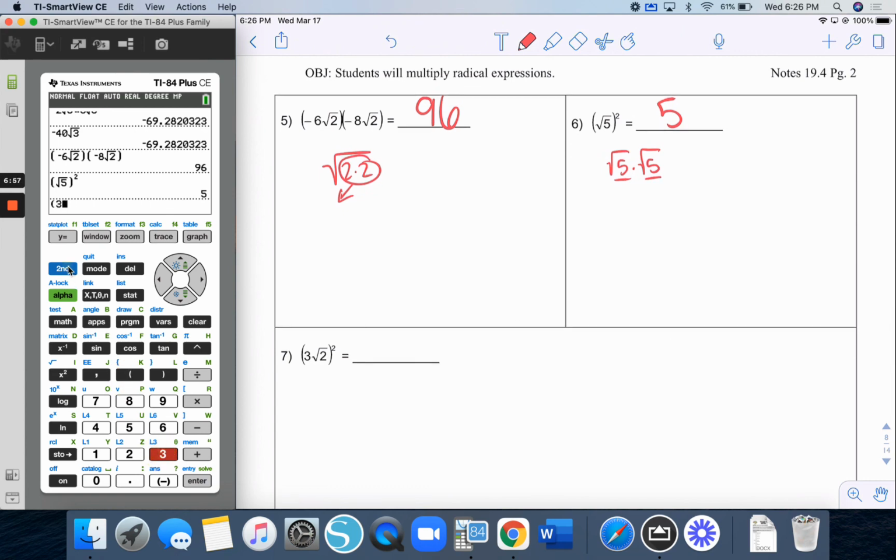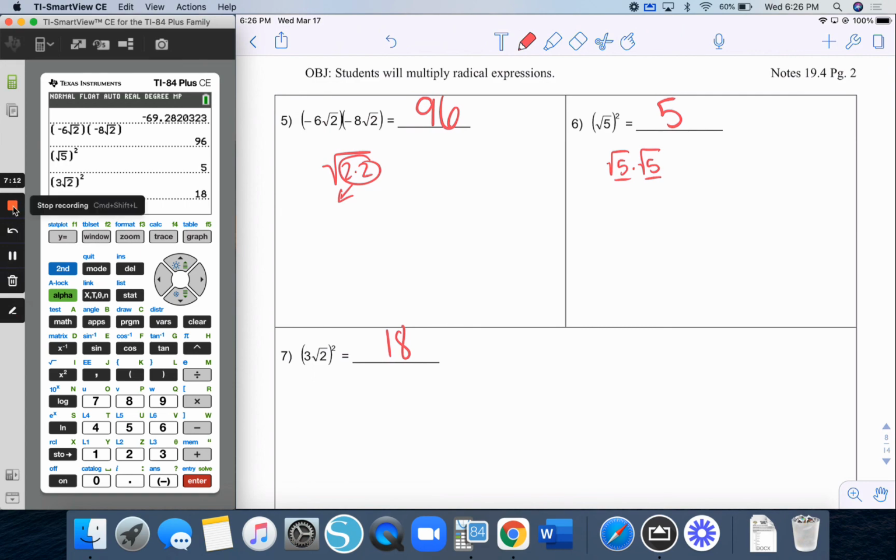So number 7 is going to work out the same way, so these notes are actually going to be really quick. So make sure you try everything in the calculator first. Then if it doesn't work, outside the square root is multiplied with outside, inside multiplied with inside, then simplify the insides if needed.